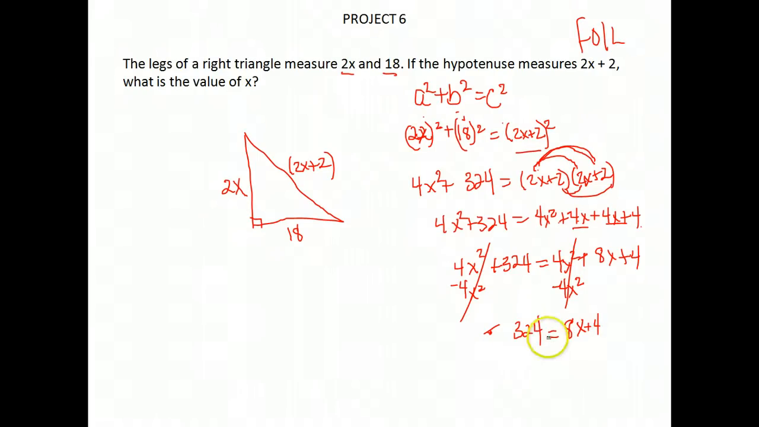I want to solve for x, so I would subtract 4 from both sides. That gives me that 8x equals 320. And finally, I would divide both sides by 8. And I get an answer of 40. So it didn't ask for side length, it just asked for x, so I am done. The answer is that x in this problem would be 40.